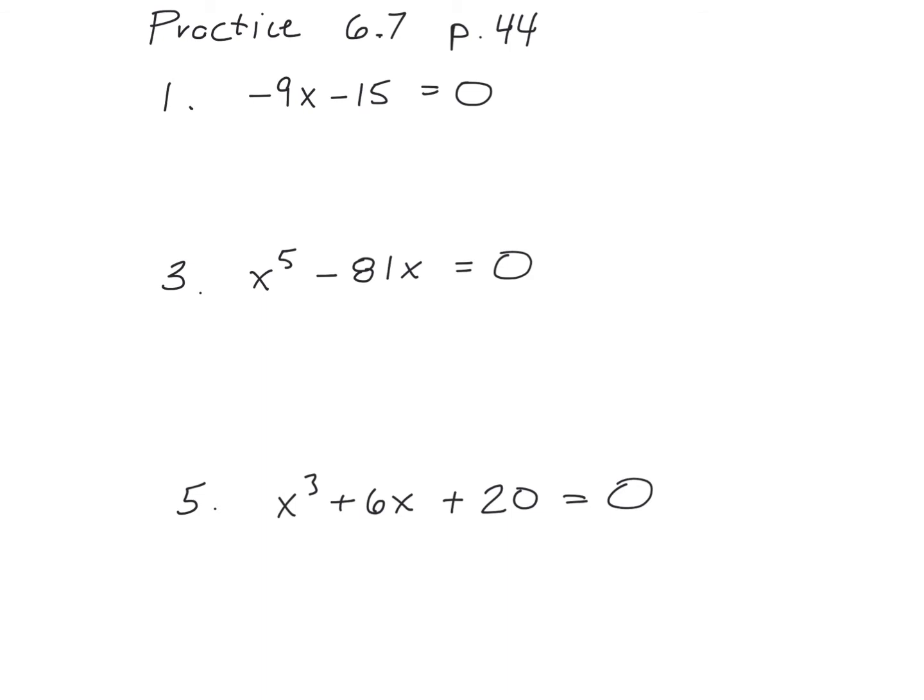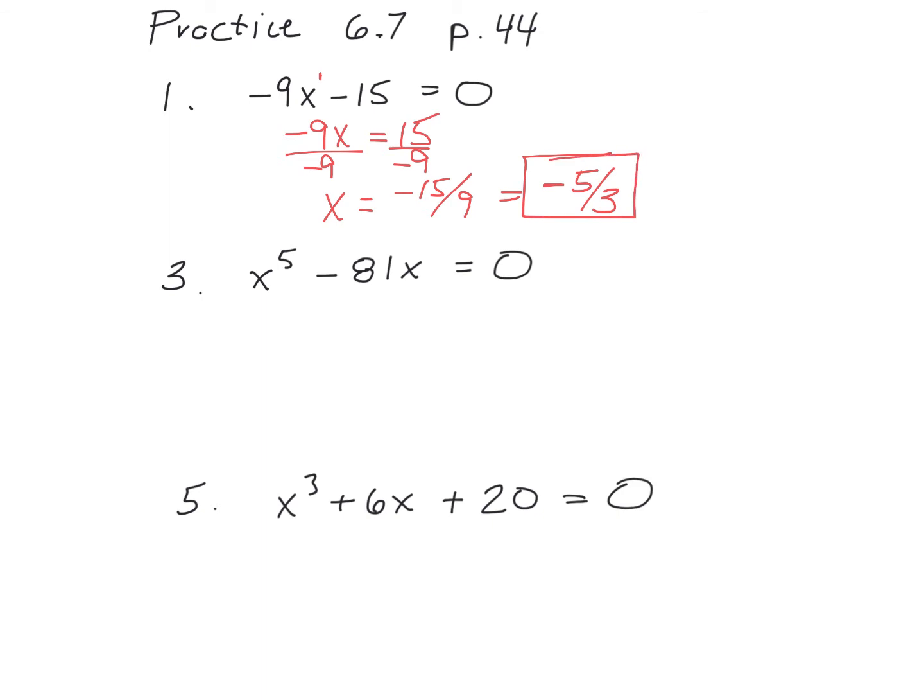These are taken from the 6.7 practice. This first one is just a linear equation, meaning it's first degree. I would simply solve for x. So it'd be negative 15 ninths, and then it would reduce. If I take a 3 out of each of those, it'd be negative 5/3. So I've got 1 zero, and it is a negative real zero.